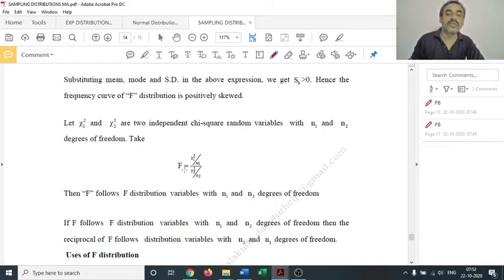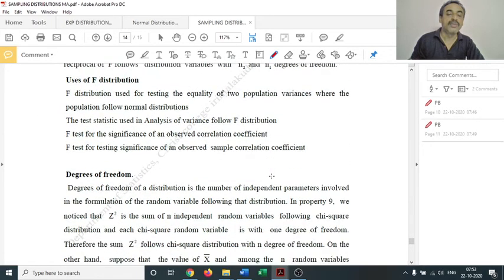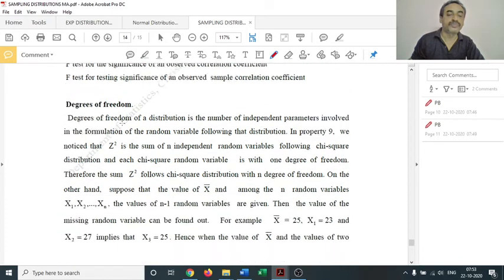There is another relation connecting chi-square distribution and F distribution. The ratio of two chi-square random variables has F distribution, given in this equation, that is F equals (chi-square 1 by n1) divided by (chi-square 2 by n2), which follows F distribution with n1 and n2 degrees of freedom. And we have the different applications of F distribution. It is used to test the equality of two population variances, and also the F test for significance of observed correlation coefficient. In ANOVA, we apply F distribution.